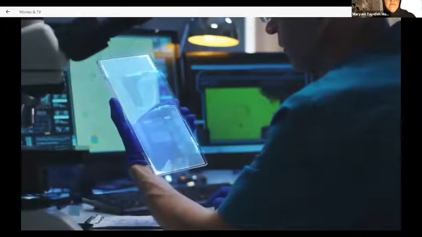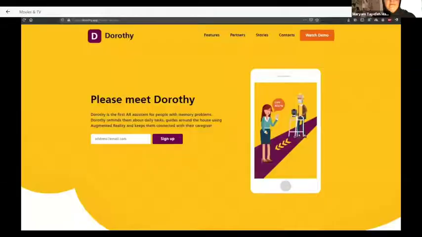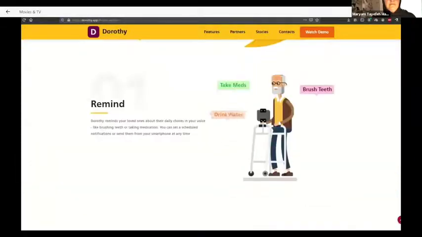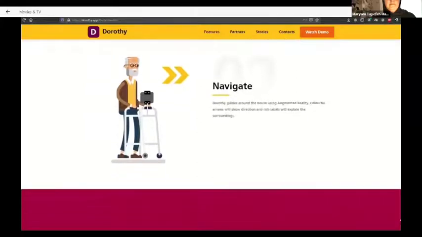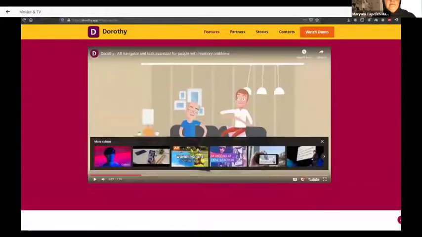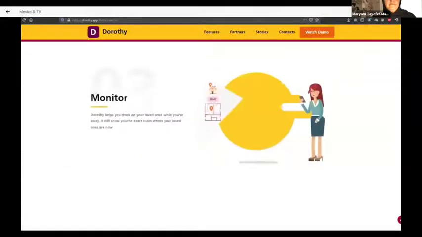Many companies in Europe have also seen an increase in AR tech development. Backup Reality, the UK-based startup in London, developed an AR app named Dorothy, the first AR assistant for people with memory problems. Dorothy reminds them of their daily tasks, guides around the house using AR, and keeps them connected with their caregiver.